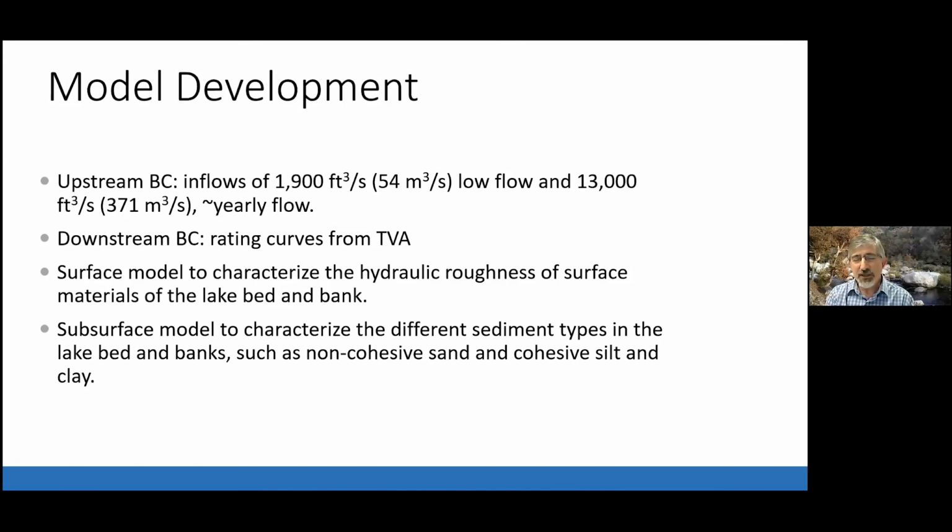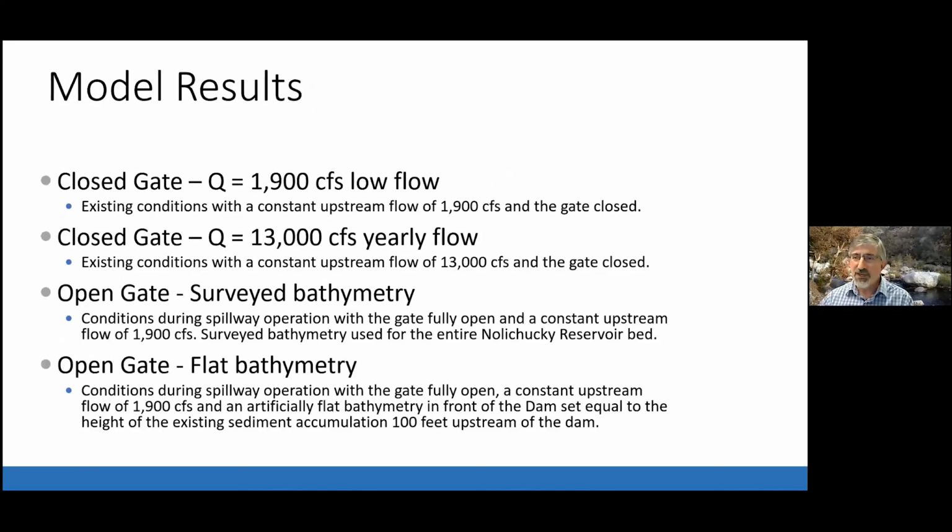Boundary conditions, we looked at a couple inflows. One was a very low, for this system, inflow of about 54 cubic meters per second, which corresponds to conditions under which they anticipated doing the gate replacement. And then we also ran a higher flow, about 370 cubic meters per second, which corresponds to about a yearly recurrence flow. Okay, we had some other 1D modeling results downstream, so we were able to use that for our downstream boundary conditions. And we developed roughness. And one thing I do want to point out is with SRH2D, you're able to develop subsurface models. So if there are changes in gradation, say, of your material with depth, you can do that.